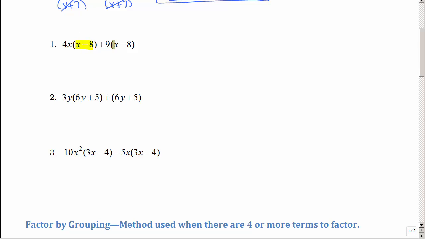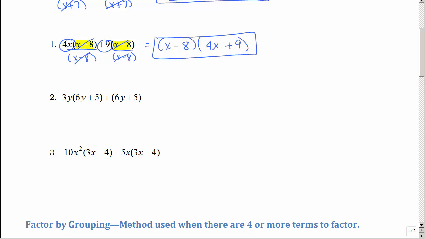On number 1, they both have an x minus 8. So we're going to write down x minus 8 multiplied by what's going to happen when I divide each of these terms by x minus 8. Here you're left with 4x, here, plus 9. That's it. That's all there is to do.